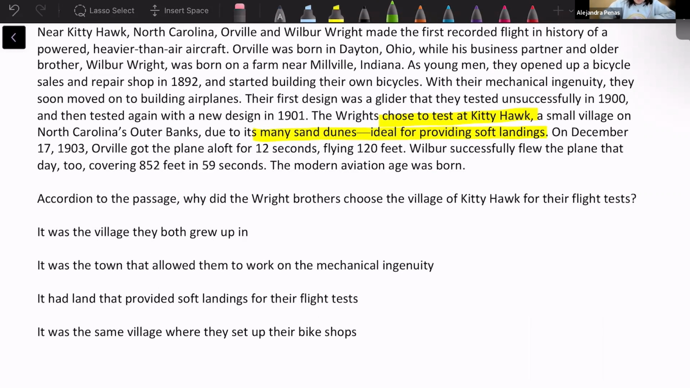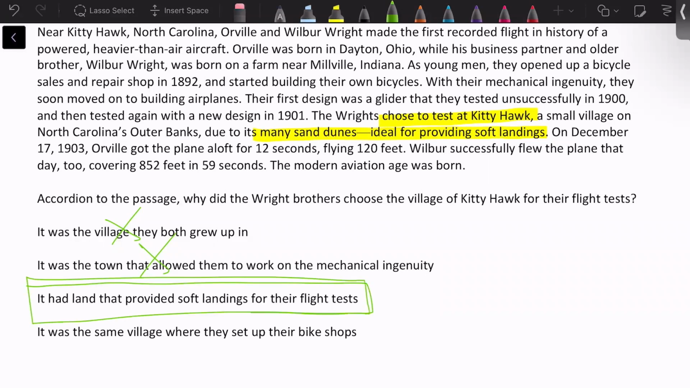So it was the village they both grew up? No. It was a town that allowed them to work? No. It had land that provided soft landings for their flight tests. Yes, right then and there.